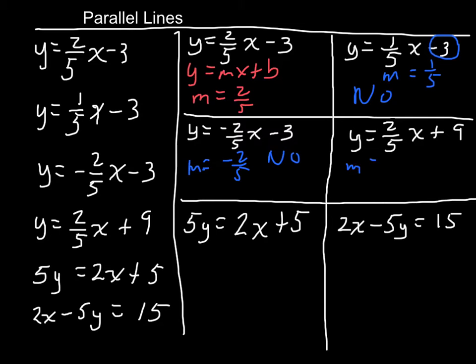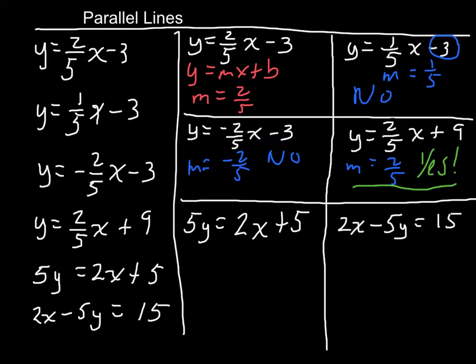My m is equal to 2/5. Is that the same as this one right here? And of course, yes it is. So that one is parallel. So this one here is parallel to that one, even though the y-intercepts are different. That doesn't matter. It's the slope. All right, now this one's a little bit trickier because it's not written in y form.